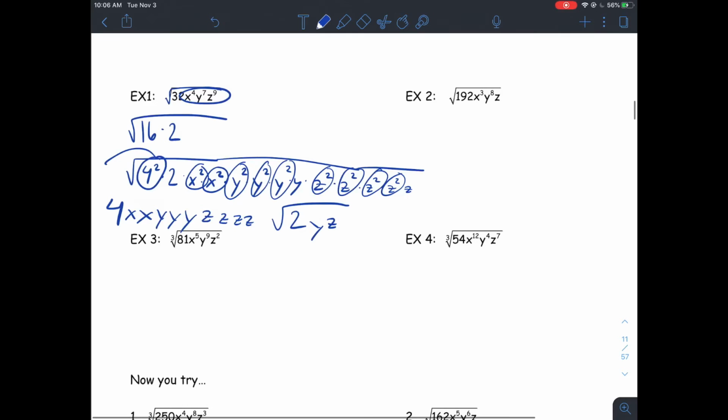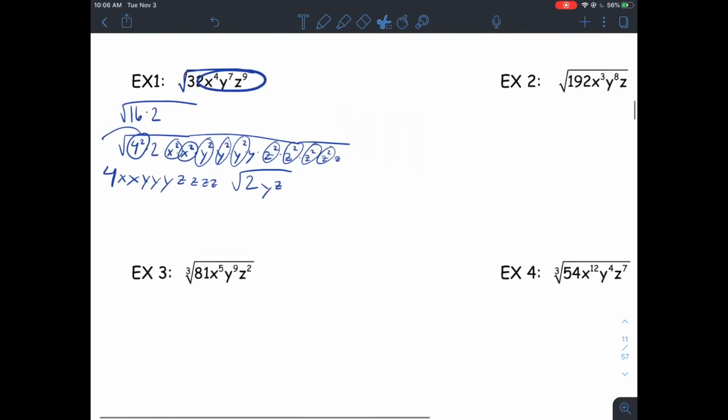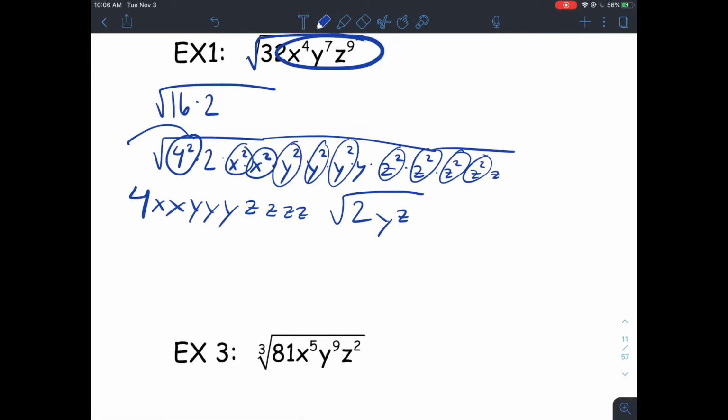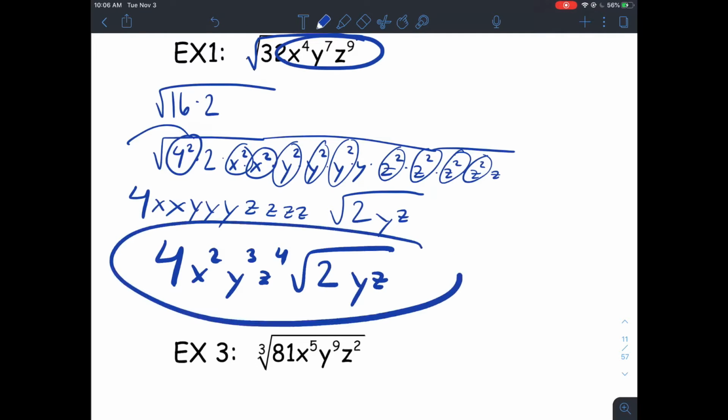So then we would write our answer. Oh man, I'm really running out of space here, huh? We would write our answer as 4x squared, y to the 3rd, z to the 4th, root 2yz. And that would be our answer there. So you're probably thinking, oh my gosh, this is a lot. There are easier ways to do this in your head, and we'll talk about that.